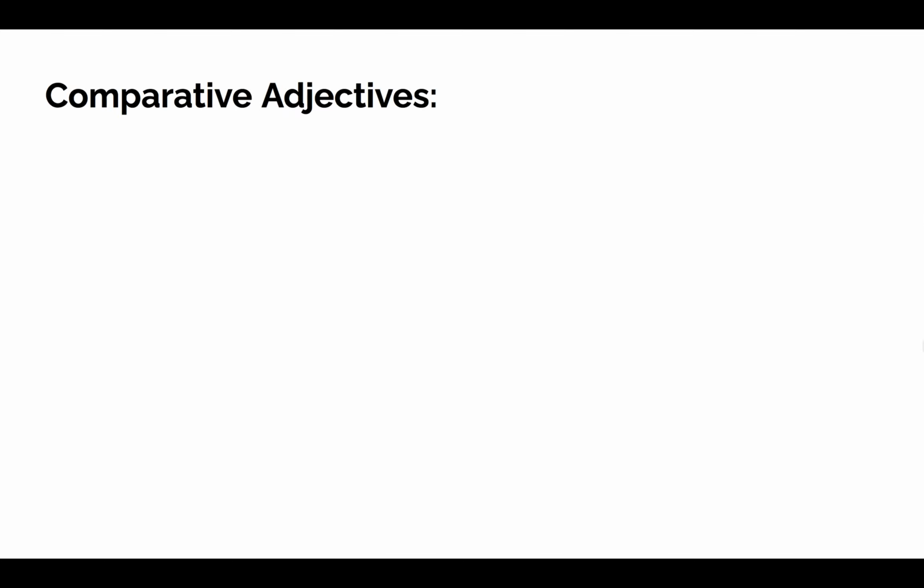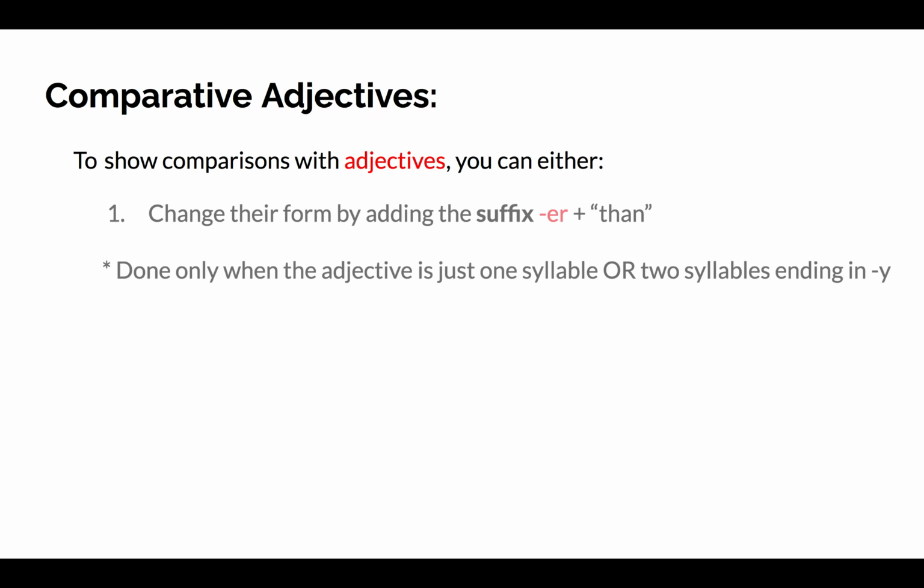Comparative adjectives. There are two ways to show comparisons with adjectives. To show comparisons with adjectives, you can either change their form by adding the suffix er plus adding the word than. This should be done only when the adjective is just one syllable or two syllables ending in y.